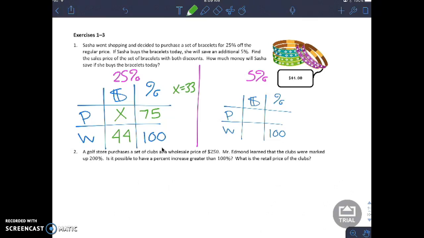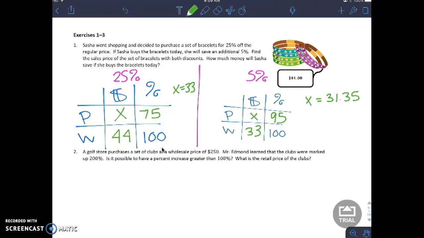That 33 becomes the new whole for our 5% off. So we've already done a 25% discount. Now we want a 5% discount off that. The new percent is going to be 95 because that is what a 5% discount ends up paying. You could solve for 5%, but then you have to subtract it. And we have an X there. When you solve that, you get X equals 31.35.